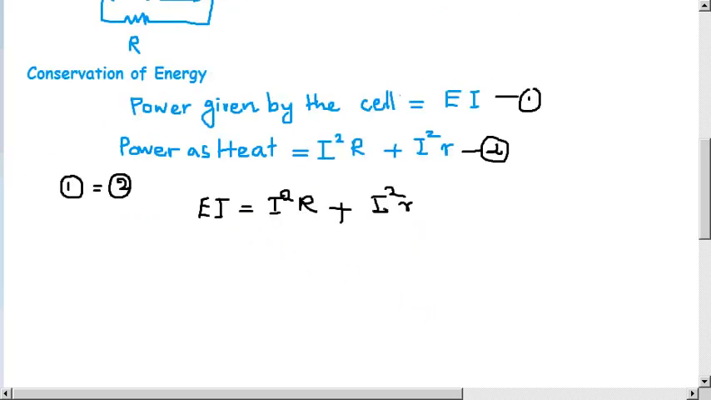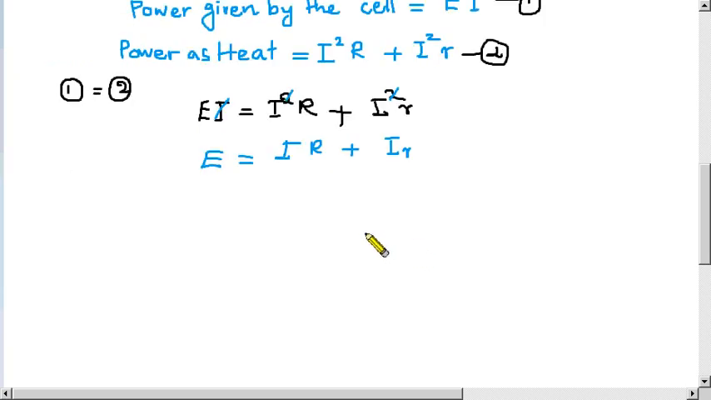So I cancel, then E equals IR plus I simple R. So I is common, brackets R plus simple R. So this is the equation we use normally for ideal circuits.